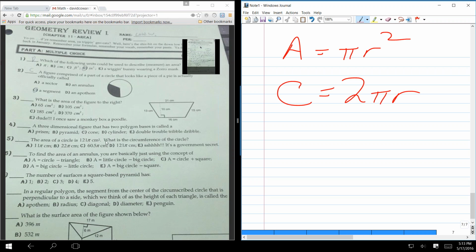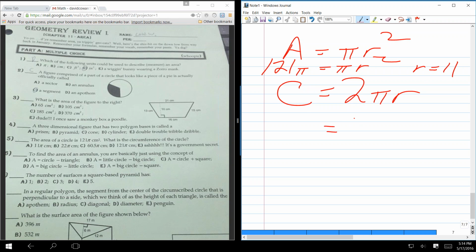So they give us the area, 121 pi. So what's that allow you to calculate? You can square root both sides and cancel out pi to get r. Which is, what's square root of 121? 11. So r equals 11. Now what's the circumference? It would be 22 pi.